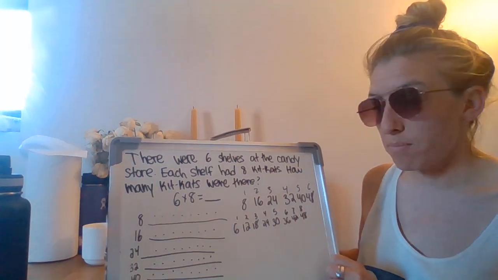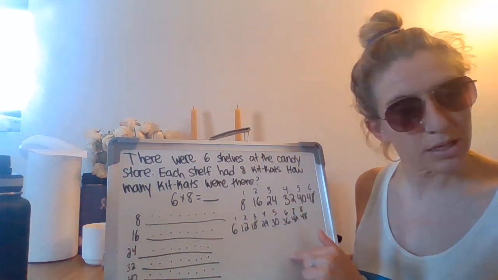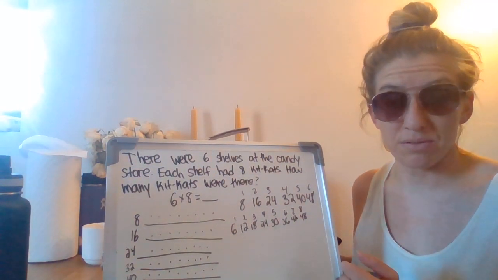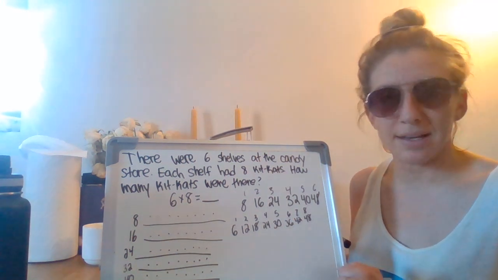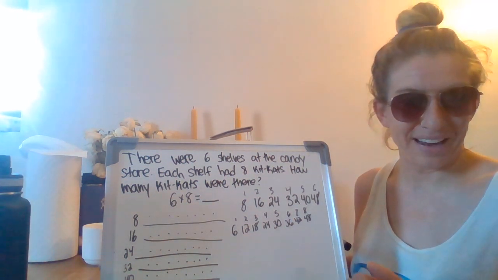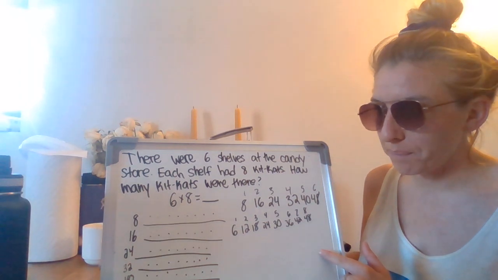You can solve that in multiple ways. I think that skip counting is probably the fastest one. And I also just always remember in my mind 6 times 8 is 48. And that's a really easy way to remember a trickier problem as well.